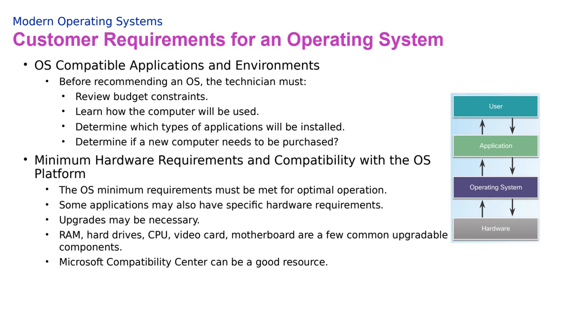Customer requirement for an operating system: it is compatible, OS compatible applications and environment. So when you want to choose the operating system, what are the things you should think about? Very good. Budget. Hardware requirement. Compatibility. For example, if I have an iPhone, can I put Android OS? So you have to think about that.